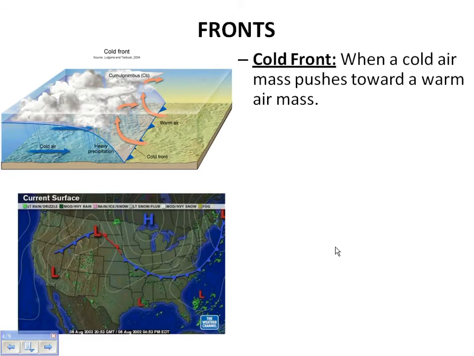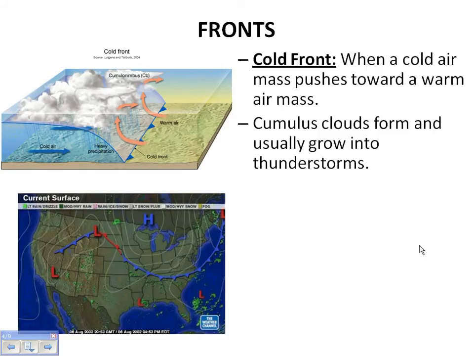A cold front is when a cold air mass pushes towards a warm air mass. As you can see in the picture to the left, the cold air is pushing the warm air up. When this happens, cumulus clouds form and usually grow into thunderstorms. Tornadoes may also form.